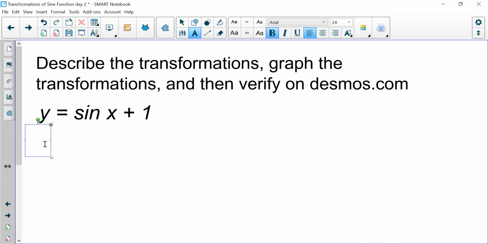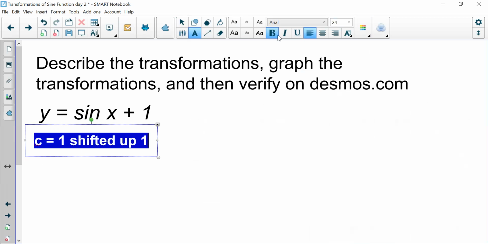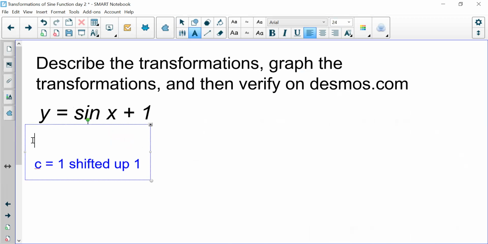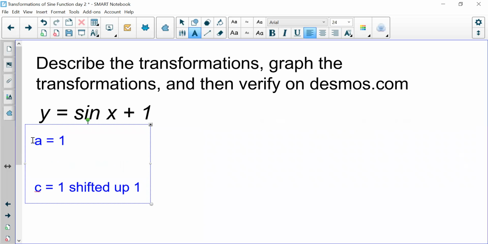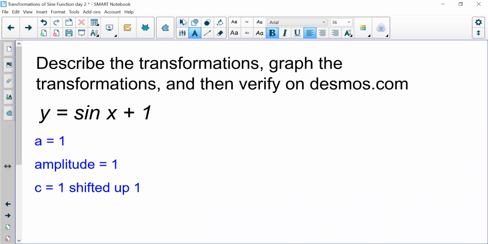Okay, so what do you think is happening to this one, Nicole? It's being moved up 1. Good. Okay, I'm also going to just put in here that A is 1, just so we know the amplitude is still 1. A equals 1. Amplitude equals 1.